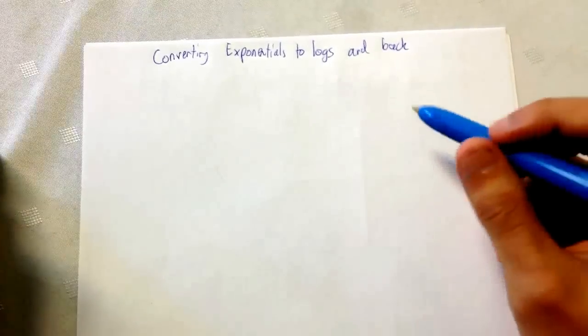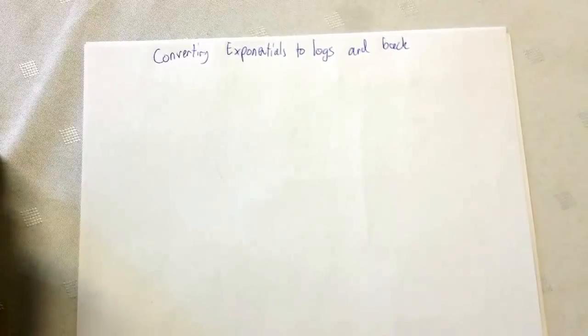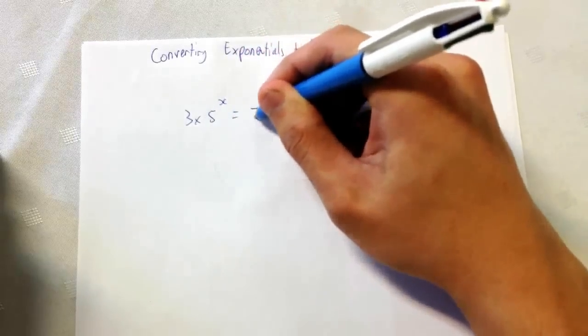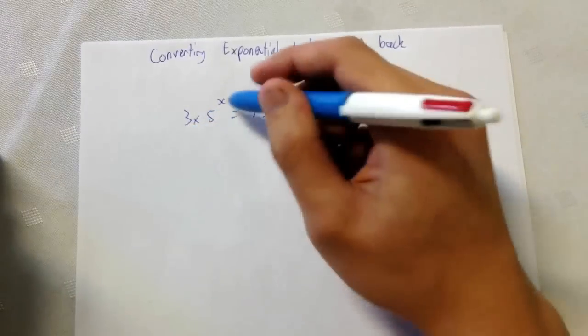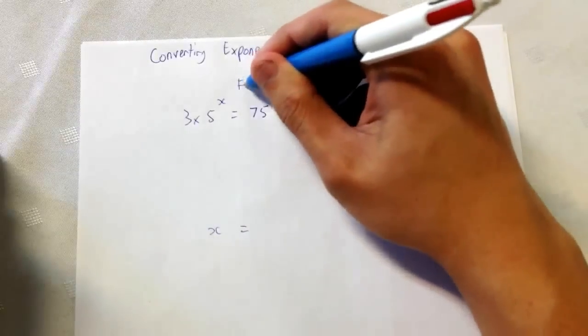So I found that a few students have difficulties with converting exponentials to logs and back, and we're going to go through this because you need it to draw graphs. So I'll start off with a question, say 3 times 5 to the x equals 75. What you can do here is you want to find x. Your answer's going to be down here. And the question is find x.